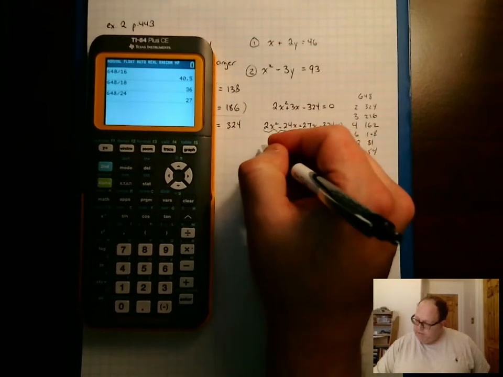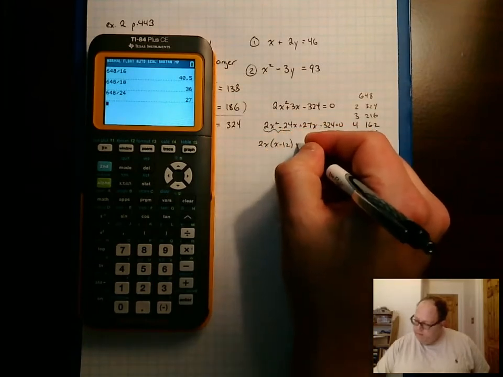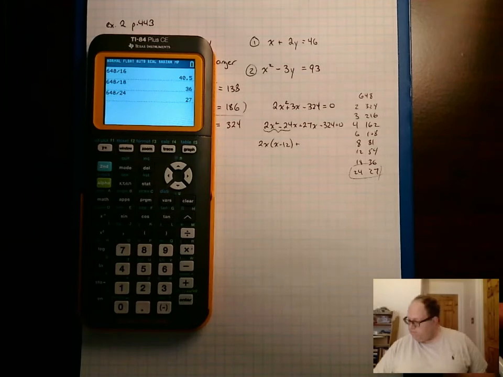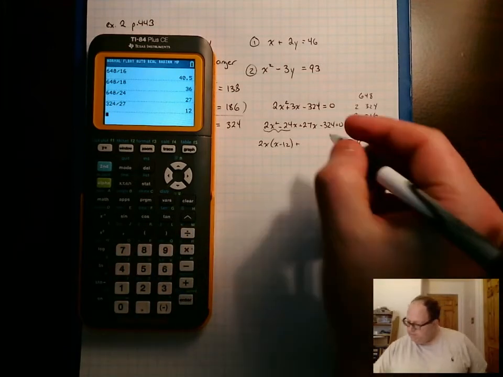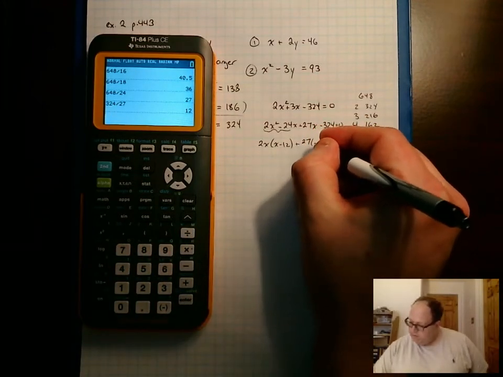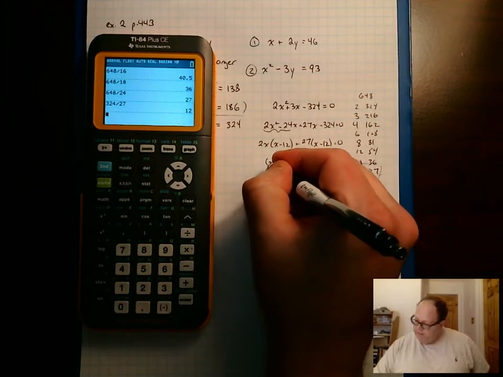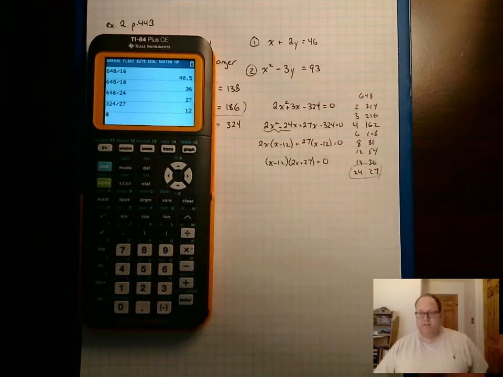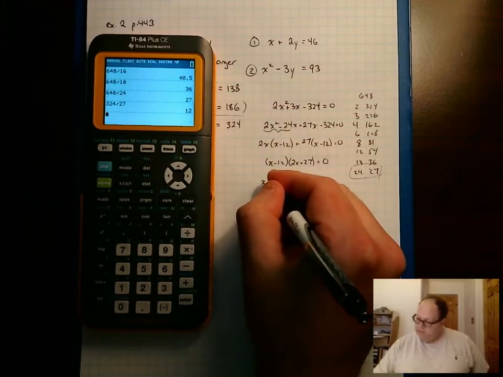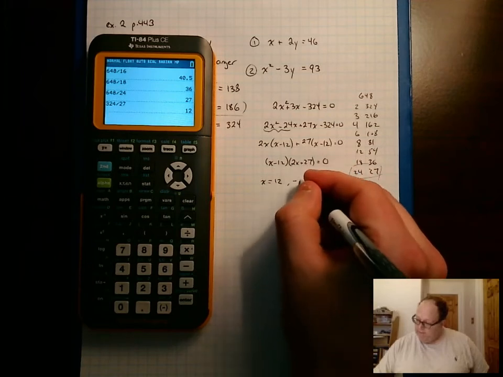I can bring a 2x out of these. I must be able to bring 27 out of those, which leaves me with factors x minus 12 and 2x plus 27. The product of which has to equal 0. So x could equal 12 or negative 13.5, which I get from there.